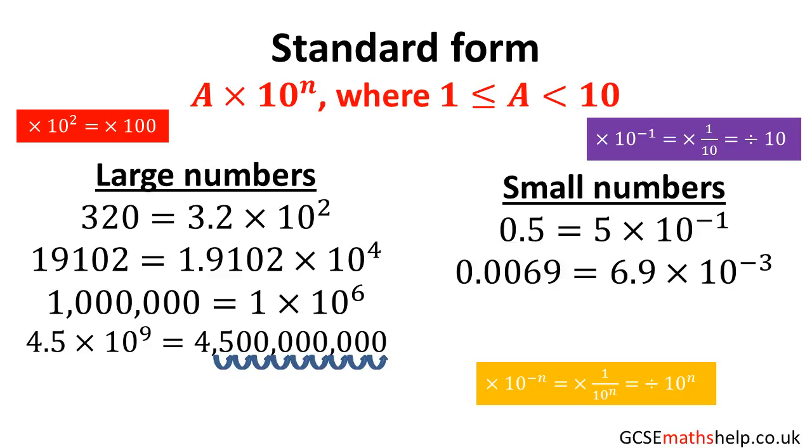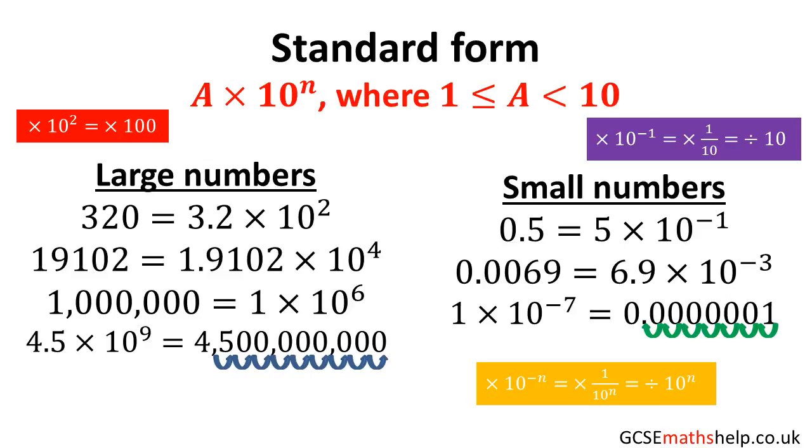So here we're moving it 1, 2, 3 places, which means we want to divide 6.9 by 1,000, or 10 cubed. Because we want to divide by 1,000 or 10 cubed, that's the same as timesing by 10 to the minus 3. And here you can see the decimal place being moved 7 times, so that we can write 0.000001 in a much more easy to read format.